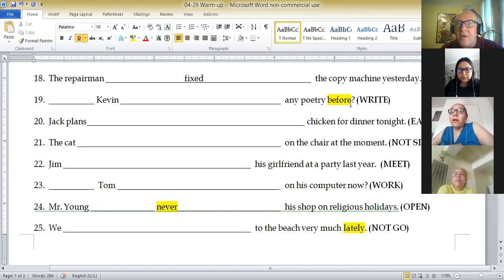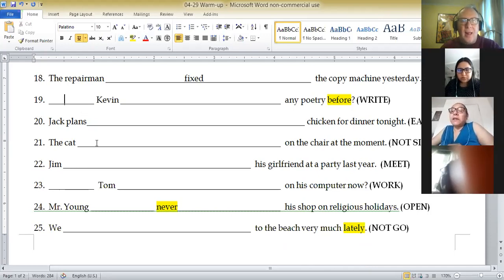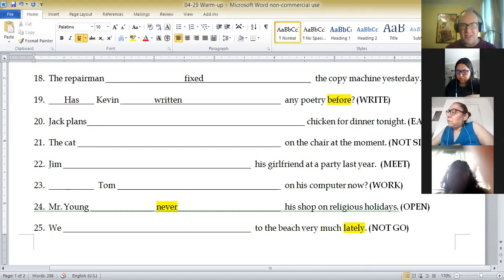All right. Now here's another one of our highlighted words. That highlighted word means it's going to be present perfect, right? Yes. Before. Has. Has Kevin written any poetry before? Exactly. Has Kevin written any poetry before? Perfect. Has written.